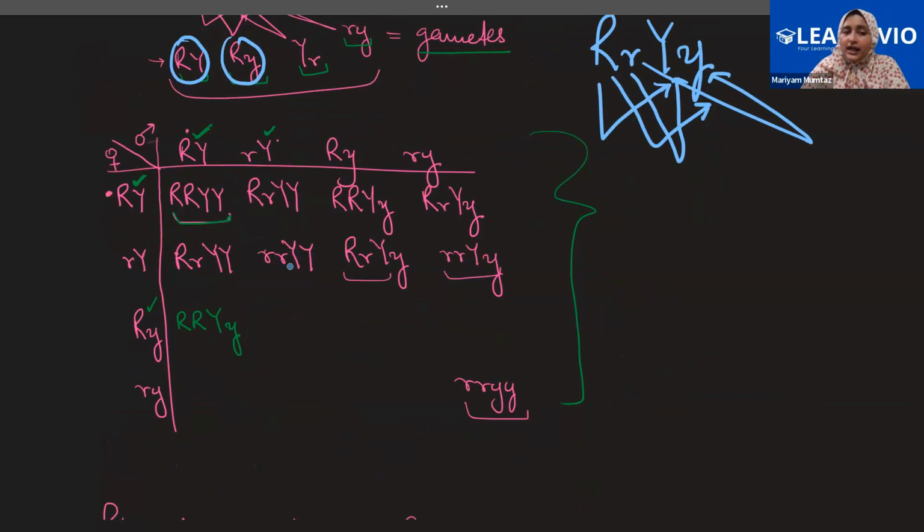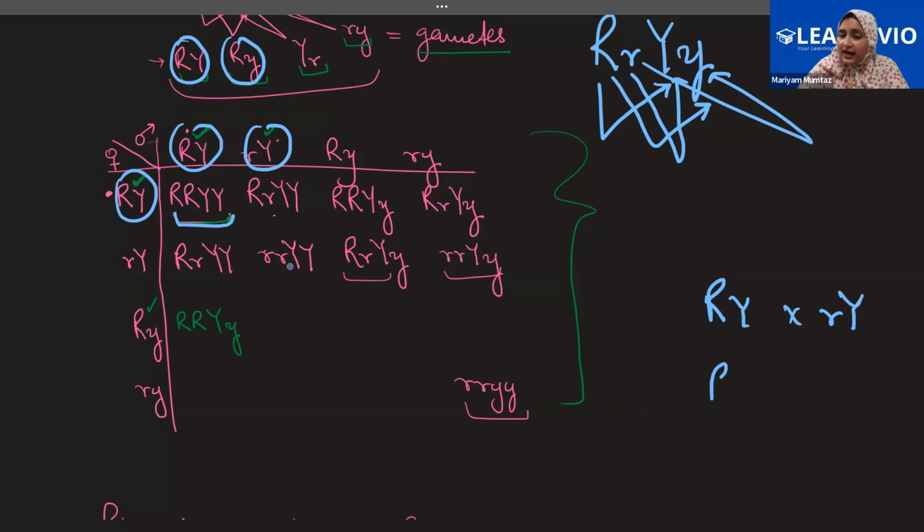So when we cross capital R, capital Y with capital R, capital Y, we have R, R, Y, Y. Then we cross capital R, capital Y with small r, capital Y. So we have capital R, small r, capital Y, capital Y. Always remember that the dominant trait will be written first, no matter what is happening. For example, when we are crossing capital R, capital Y with small r, capital Y, we will write it like this. Always remember the dominant one will go first.